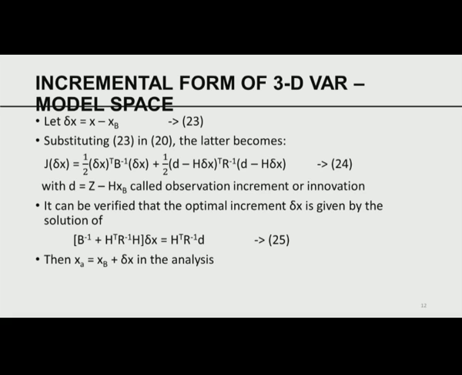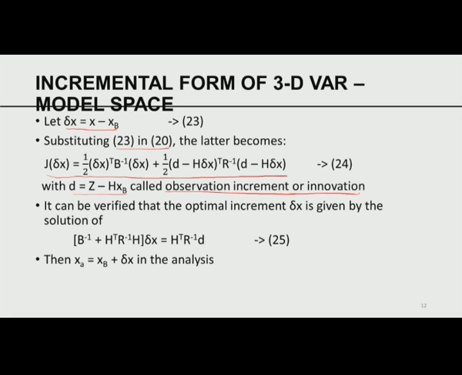Once we get this, there is a quick exercise. I can talk about the incremental form of 3D-Var in the model space. Let me run through this very quickly. This is largely related to the computational advantages and disadvantages of whichever formulation we want to follow. Let this be the increment. This is called the incremental formulation. Substituting 23 in 20, my J becomes this, as you can readily see, where D is equal to Z minus H of XB. That is what is called the observation increment or the innovation.